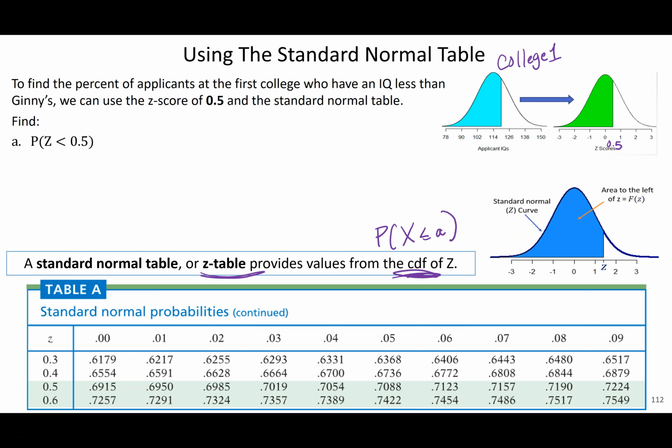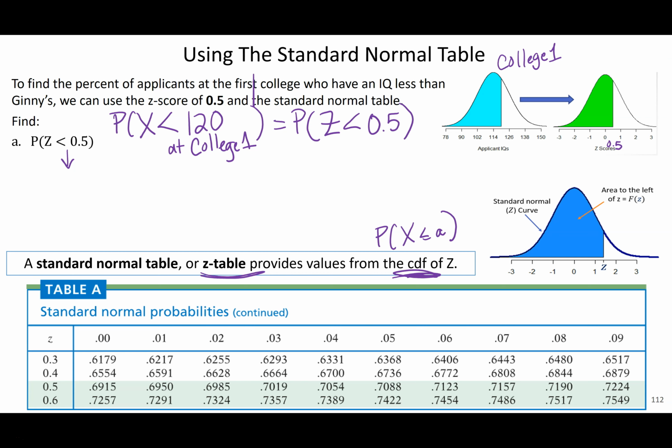So here, the probability that X is less than 120 at college 1. I'm going to specify that because they have different averages and different spreads. That's equal to the probability that the z-score we found is less than 0.5. With z-scores, we almost always round them to 2 places past the decimal because the z-table uses 2 places past the decimal. So I'm going to use 0.50.